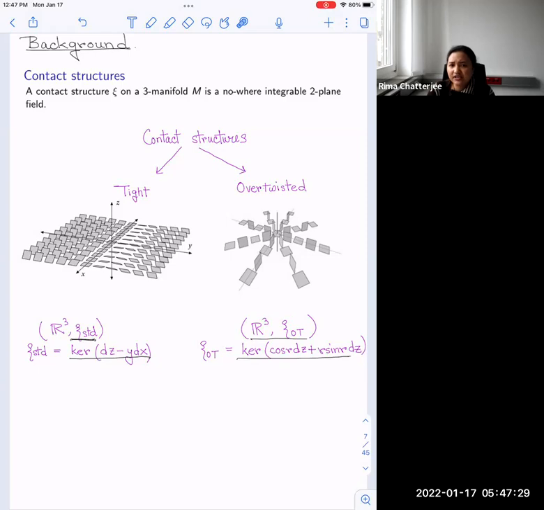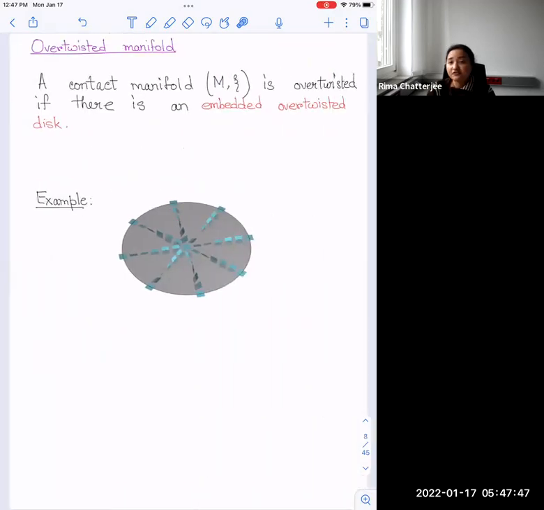So I haven't given you any definition of an overtwisted contact structure yet. But from this picture, you should guess that the main difference between tight and overtwisted is that the contact planes in the overtwisted twist excessively compared to the tight ones. Okay, so now the definition of an overtwisted contact manifold. A contact manifold is overtwisted if we can find an embedded overtwisted disk in it.